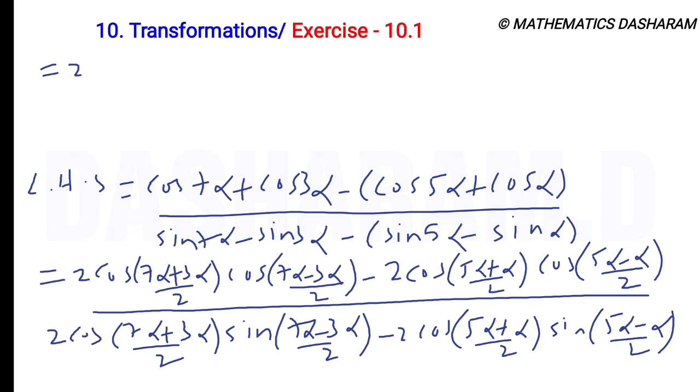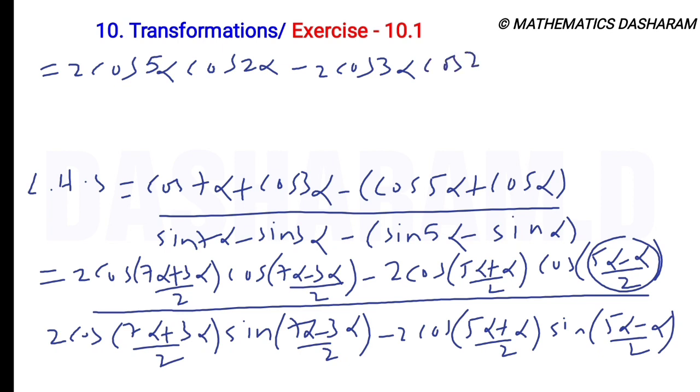So it is equal to 2 cos, here 7 alpha plus 3 alpha is 10, by 2 is 5. So cos 5 alpha into cos, 7 alpha minus 3 alpha is 4 alpha, 4 alpha by 2 is 2 alpha. So minus 2 cos, 5 alpha plus alpha is 6 alpha, 6 alpha by 2 is 3 alpha, and here 5 alpha minus alpha is 4 alpha. So it is equal to, by 2, means 2 alpha.